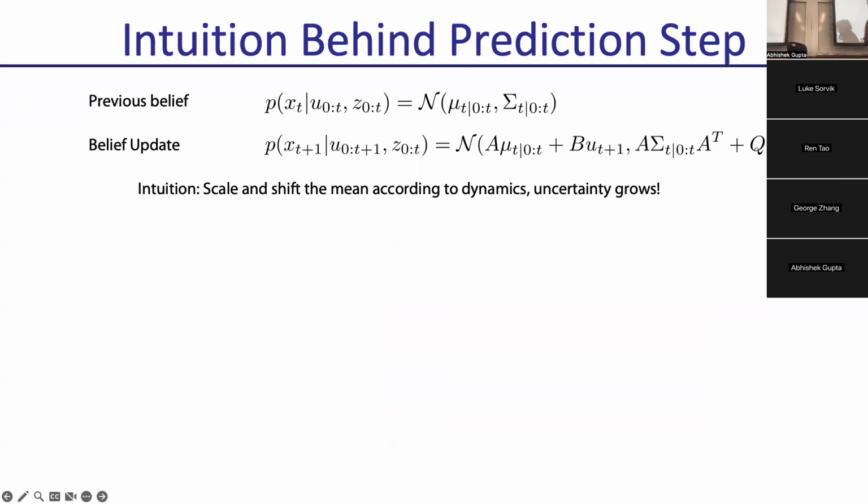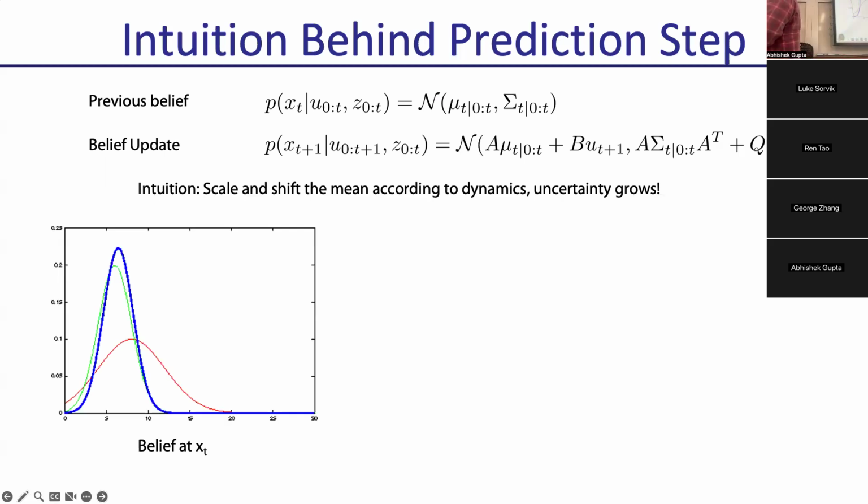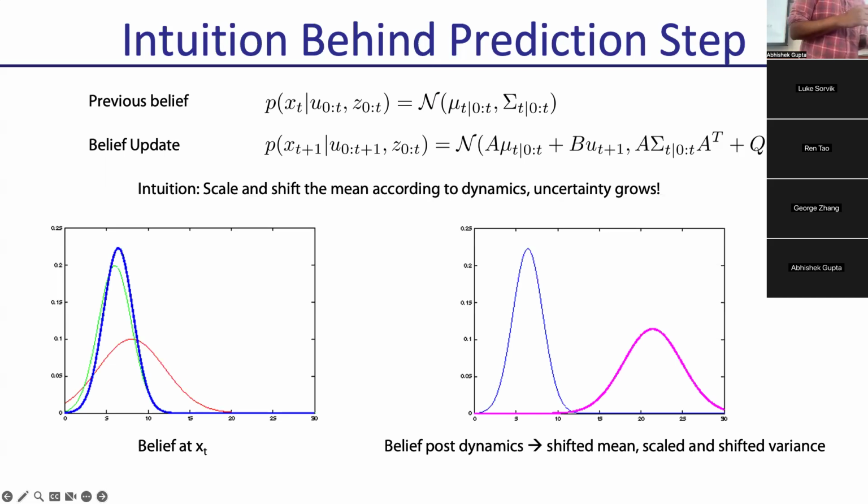Cool. So all that the prediction step is saying is that imagine this was your belief. After a dynamic step, you're going to shift your mean by some amount. This was your previous distribution. You're going to shift your mean by some amount, and you're going to increase the variance in most cases.